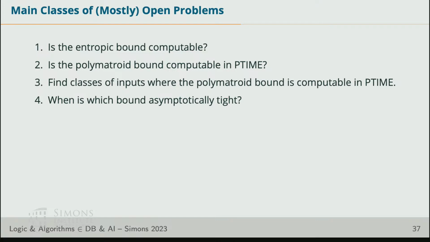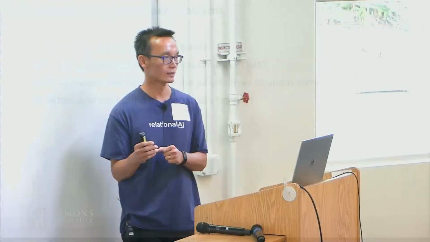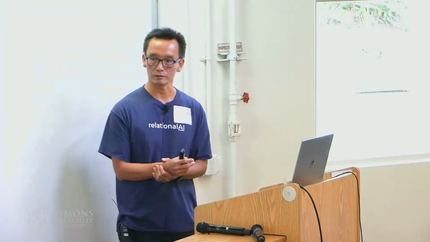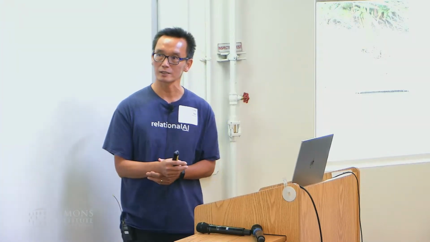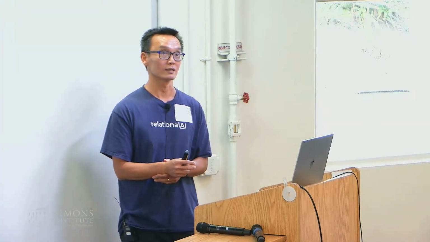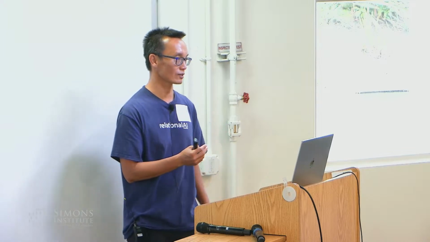And then, when is which bound asymptotically tight? We know that if the input has only cardinality constraints, then it's basically tight, but it's not exactly tight. I think Albert in the AGM paper showed that even approximating the upper bound is hard, assuming ZPP hardness or something like that. So it's not a completely trivial thing to even set this up properly. And then, approximating the bounds efficiently.